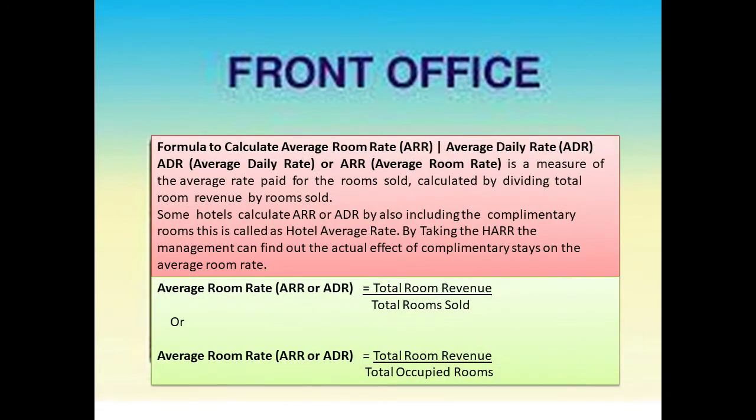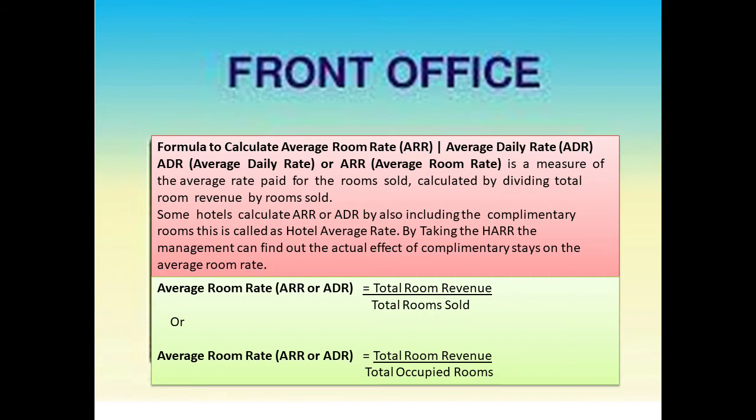Okay, here's the formula to calculate average room rate or ARR, average daily rate or ADR. ADR, or average daily rate, or ARR, average room rate, is a measure of the average rate paid for the rooms sold, calculated by dividing total room revenue by rooms sold. Some hotels calculate ARR or ADR by also including the complementary rooms.